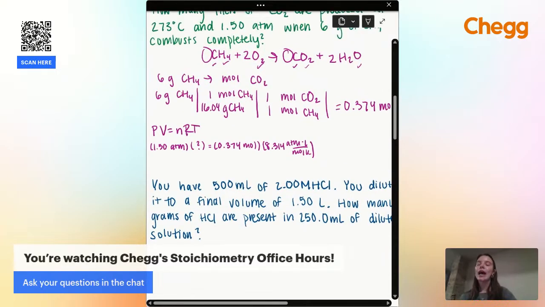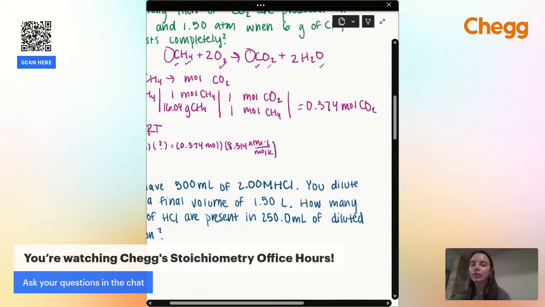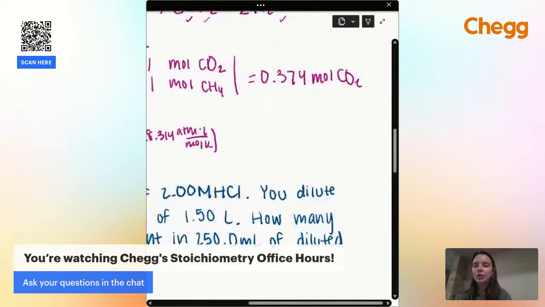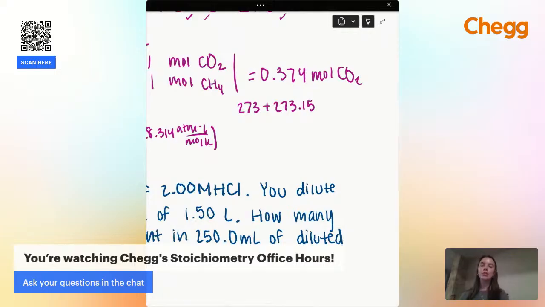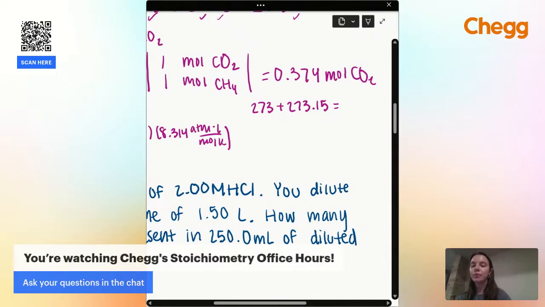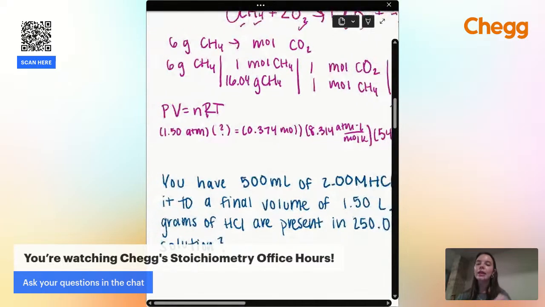And then T for temperature, we have that it's 273 degrees Celsius, but we need to convert that to Kelvin. To go from Celsius to Kelvin, it's a pretty direct conversion. We just add 273.15. So if we put that in the calculator, 273 plus 273.15, we get 546.15 Kelvin. Hopefully making sense. Again, I know this is a lot of numbers, so if you're confused at all during this, let me know. I'd be happy to help.